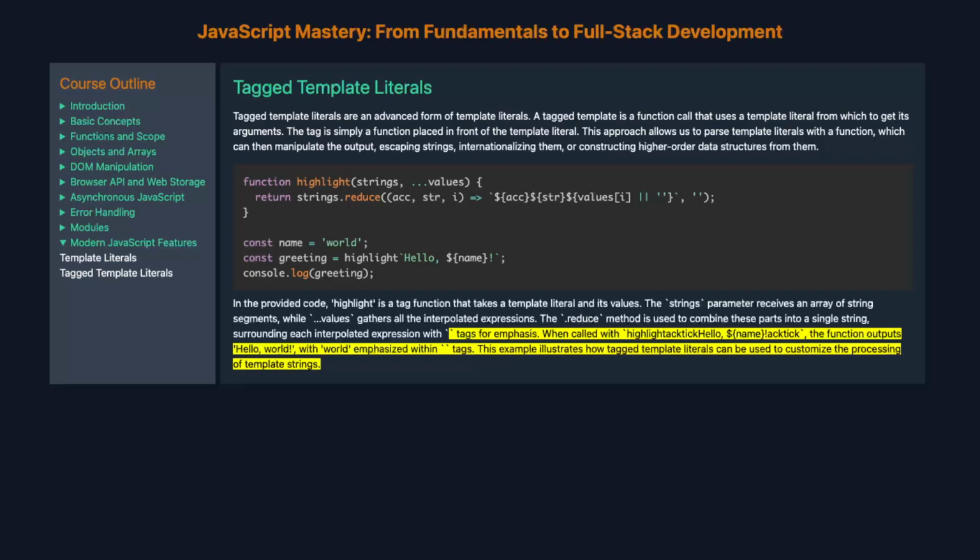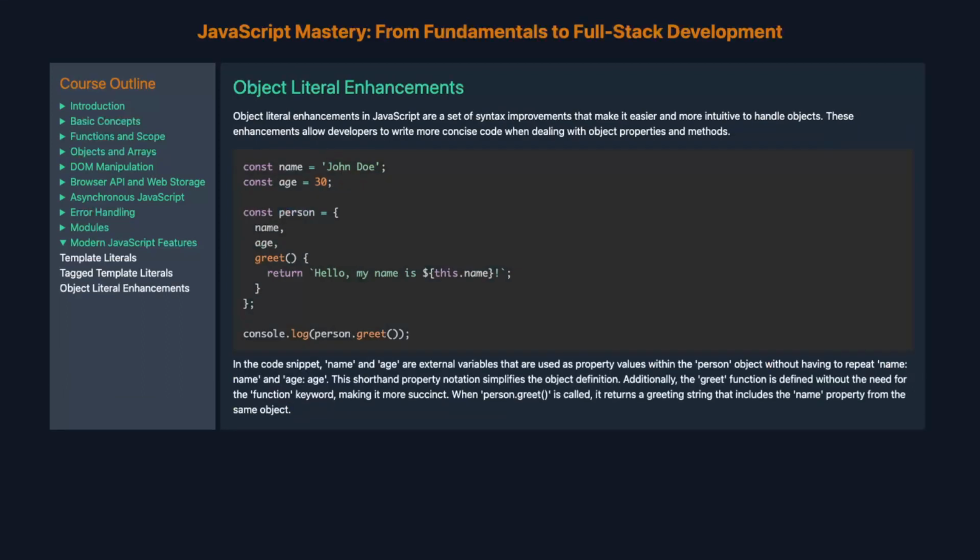In the provided code, highlight is a tag function that takes a template literal and its values. The strings parameter receives an array of string segments, while values gathers all the interpolated expressions. The .reduce method is used to combine these parts into a single string, surrounding each interpolated expression with mark tags for emphasis. When called with highlight`hello ${world}`, the function outputs hello <mark>world</mark>, with world emphasized within mark tags. This example illustrates how tagged template literals can be used to customize the processing of template strings.